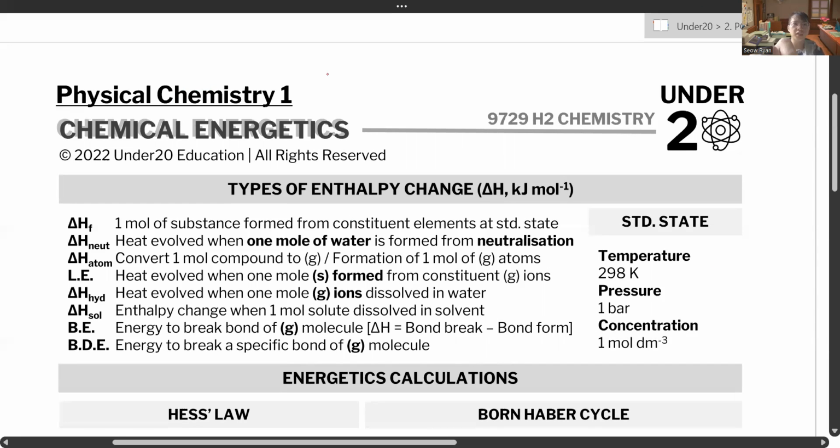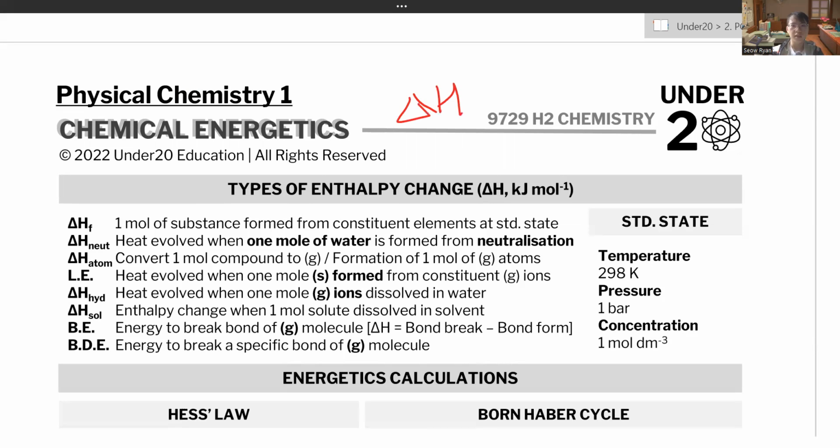An exothermic change is when delta H is less than 0, and it's a negative term. So this means that energy is being released out. Okay, and the next is endothermic. Endothermic is when delta H is more than 0, a positive term. And this is when energy is taken in.